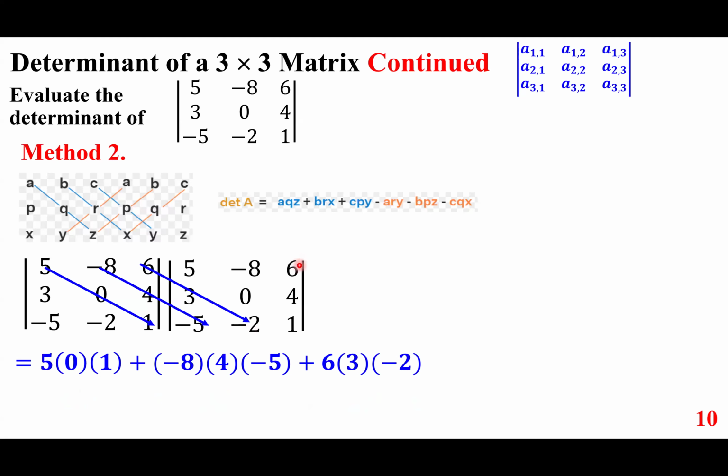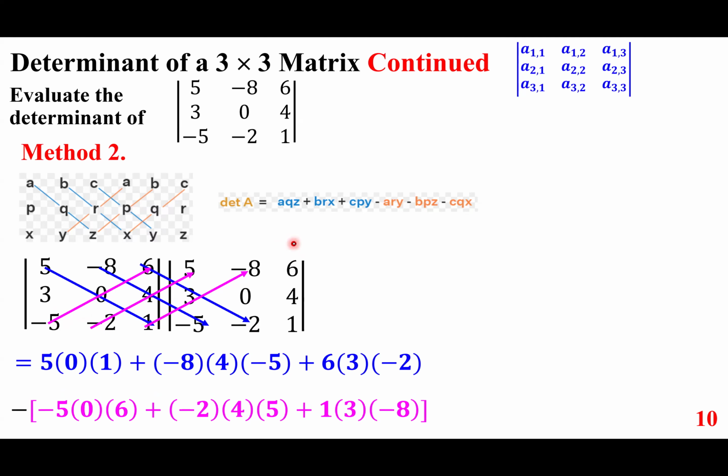Now, the last one diagonally here and here and here. Now, when we do that, minus 5 times 0 times 6, minus 2 times 4 times 5, 1 times 3 times minus 8, and you add them up. The blue ones add up to 124, minus the red ones add up to negative 64, they give us 188. So this is the second method, everybody.